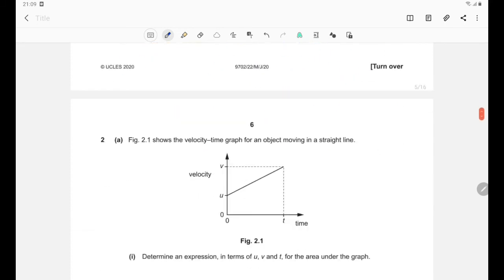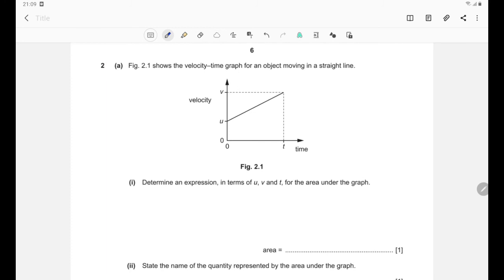Now question number 2. Figure 2.1 shows the velocity time graph for an object moving in a straight line. Determine an expression in terms of u, v and t for the area under the graph. So in order to find the area under the graph, since it is not a triangle or a rectangle, the easiest way is you can divide it into two parts so that you will get one rectangle and another triangle. This section represents rectangle and this section represents triangle.